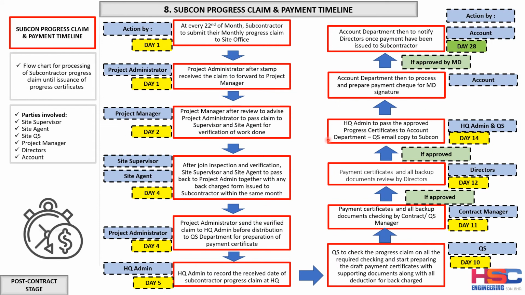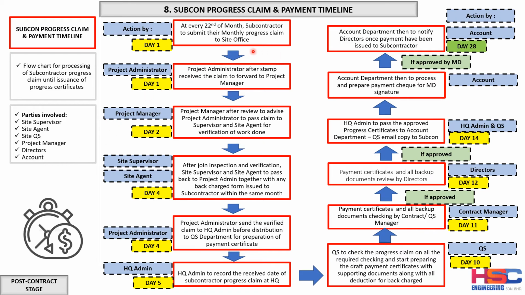Okay, next, this is the subcon progress claim. When the progress claim is received from the subcontractor, what is the payment timeline? This is the flow chart. What are the stages, what are the activities involved in the subcon progress claim and the payment. Okay, this flow chart is for processing the subcontractor progress claim until issuance of the progress certificate. The parties involved will be the site supervisor, site agent, site QS, project manager, and also the project director, and we also involve the account department.